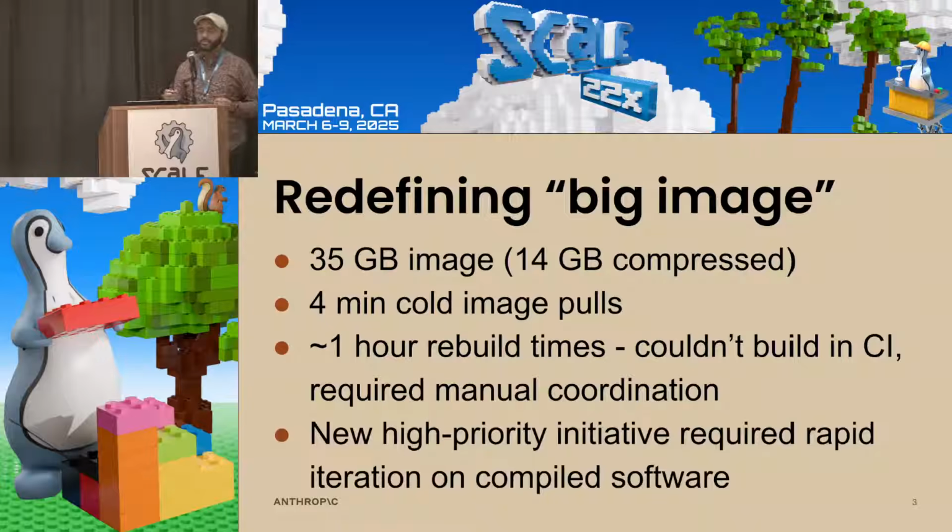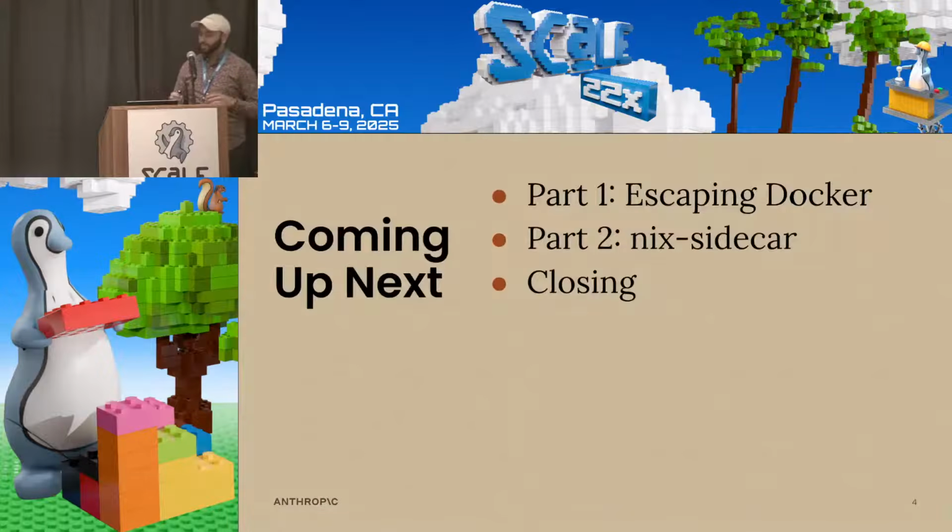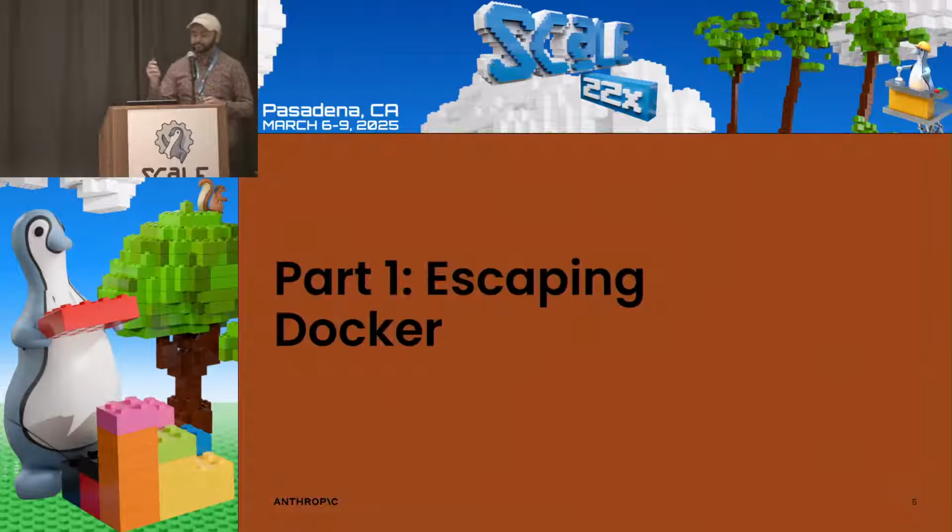But a few months into my tenure, we had a new, very high priority initiative that required compiled software where people were going to be changing this multiple times a day. And so we knew that this existing process was not going to work for us. So today I'm going to talk about our story from escaping Docker because it wasn't going to work, obviously going to Nix. We're going to talk about nix-sidecar, which is the thing I built to address this. And then we'll give some closing thoughts at the end.